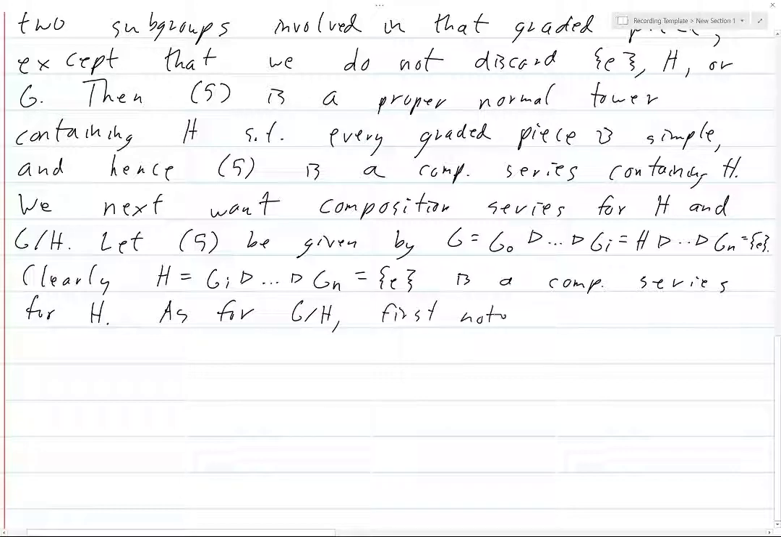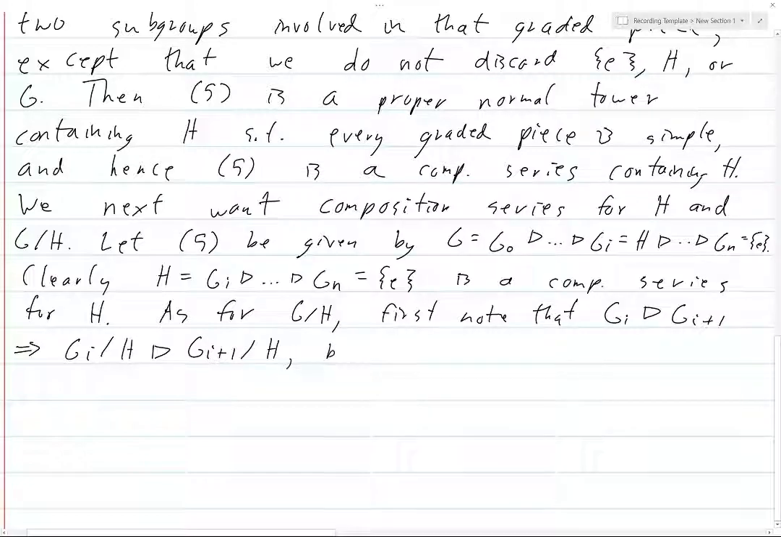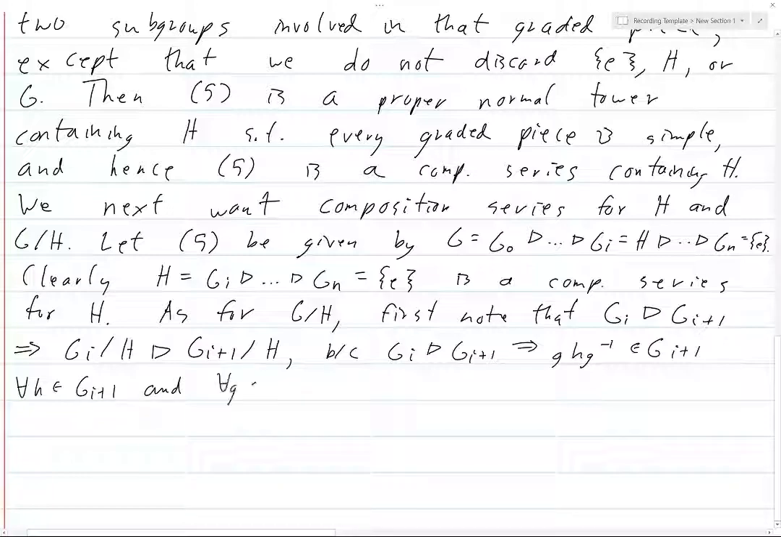first note that if G_i contains the normal subgroup G_{i+1}, this implies that G_i mod H normally contains G_{i+1} mod H. Because if G_i normally contains G_{i+1}, then g h g inverse is in G_{i+1} for all h in G_{i+1} and for all g in G_i. This is just what being normal means.